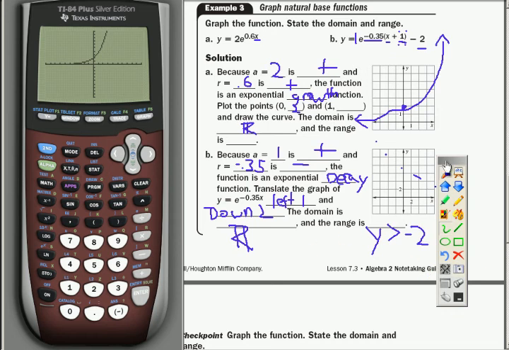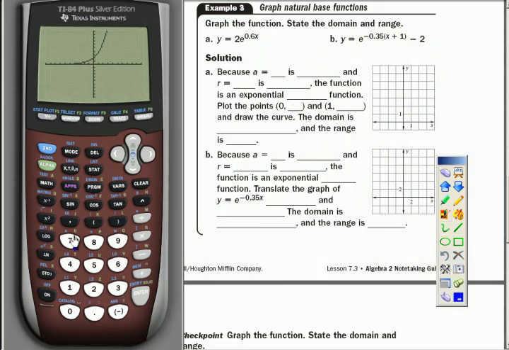And let's graph that on our calculator. Let's take a look at what that looks like. So we're going to go to y equals again, clear this one out. y equals e to the -0.35 times the quantity x plus 1, quantity, and quantity.